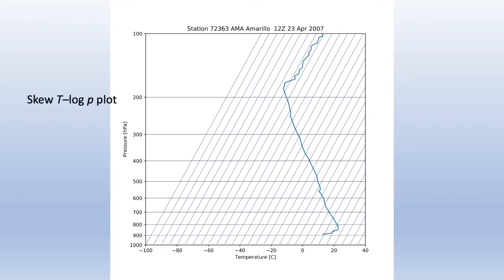So this is now what we call a Skew T log P plot. We had a temperature log P plot, or a T log P plot, and now we've skewed the temperature lines so that it becomes a Skew T log P plot. And commonly people just call it a Skew T diagram for short, and don't bother saying the log P part.